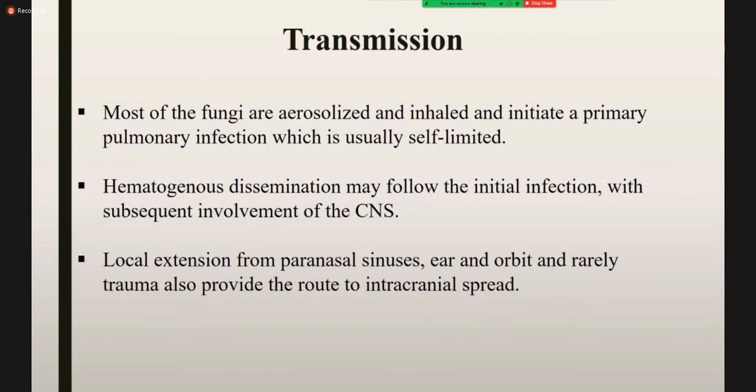How does it transmit? Most fungi are aerosolized and inhaled and initiate a primary pulmonary infection, which is usually self-limited. Then, by hematogenous spread, they may follow the initial infection with subsequent involvement of the CNS, and the precipitating factor may be an immunocompromised state, or the patient has a disorder like HIV. Local extension from the paranasal sinus, ear and orbit, and rarely trauma also provide a route to intracranial spread, for example in cases of mucormycosis.